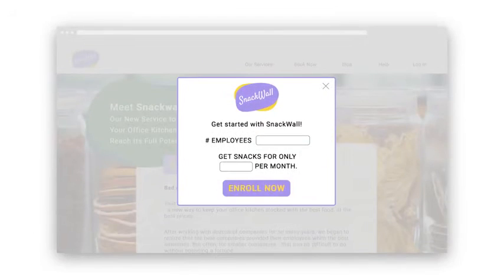That leads people to a page where they are asked how many employees they have, and they get a quick calculation of the estimated costs of the Snackwall subscription. Then there is an Enroll Now button. After making this change to the website, James saw the enrollment percentage go up to 20%.